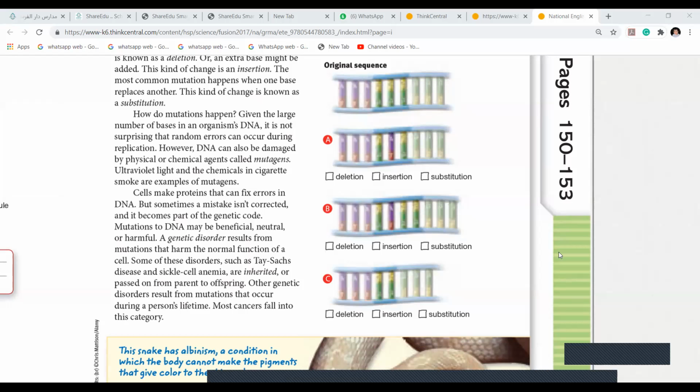The first one is substitution, because the number is the same, which means a base has been replaced. The second one is insertion, because there are extra bases. And in the third one, a base is deleted.